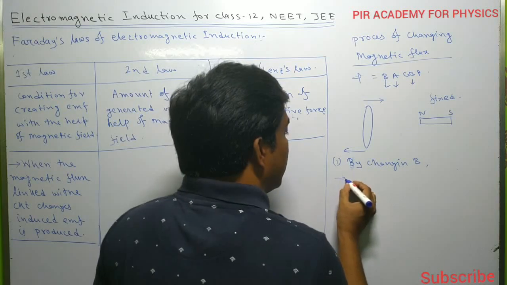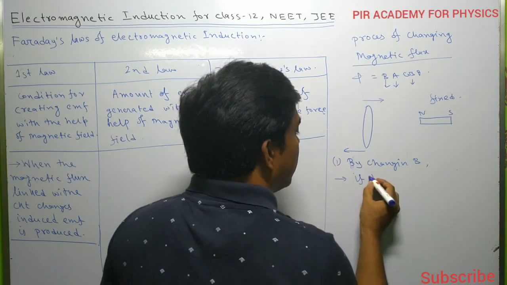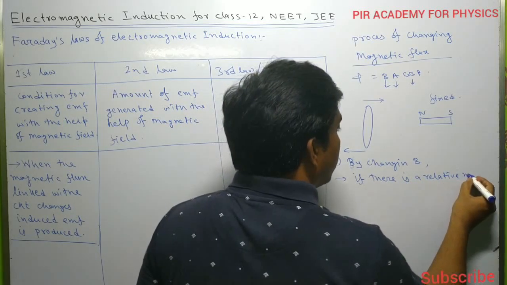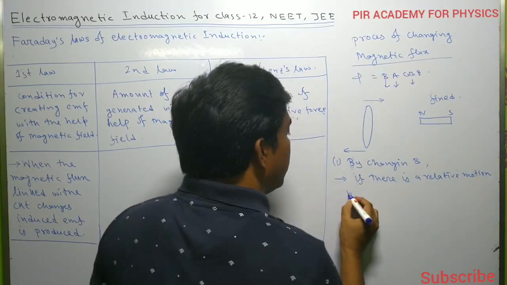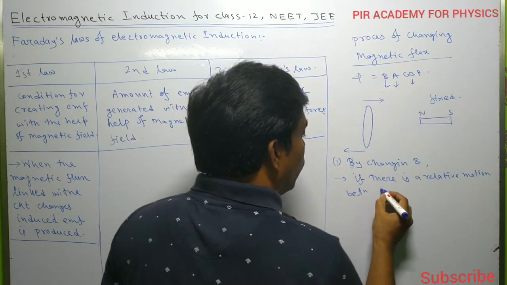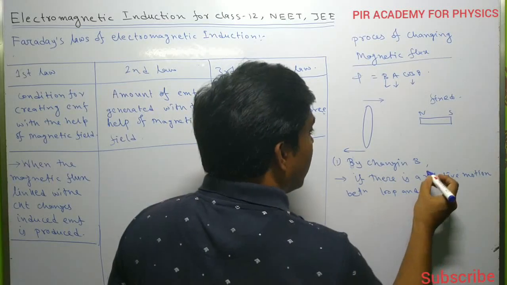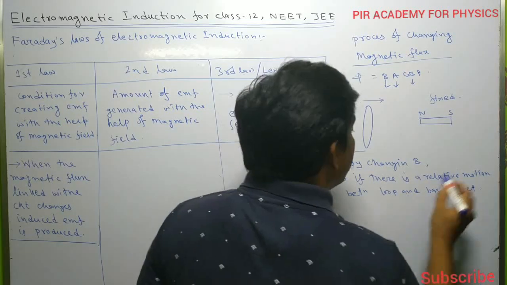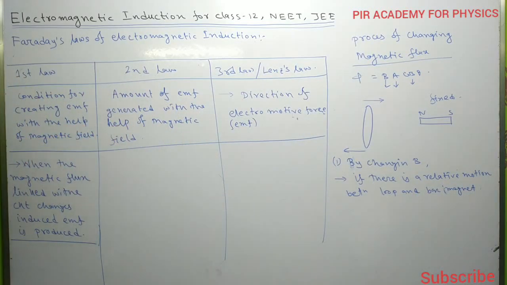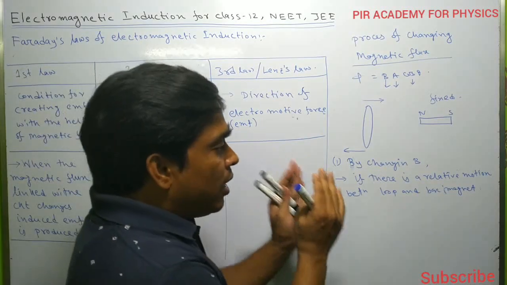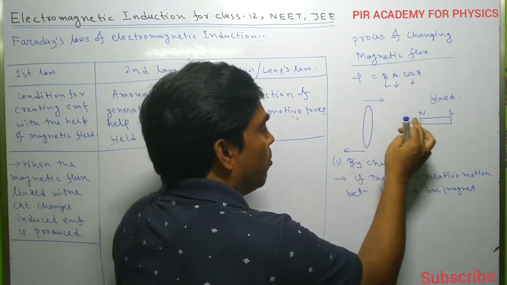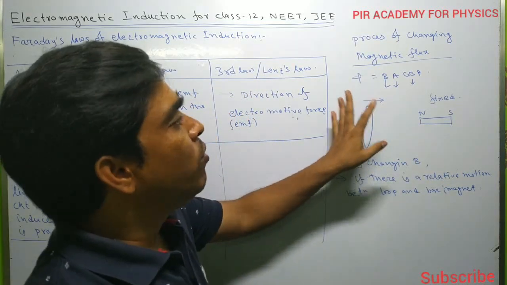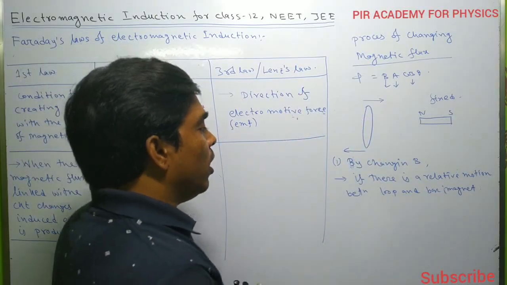So that means if there is a relative motion between loop and bar magnet, then there will be a change in magnetic flux. So by creating relative motion between loop and bar magnet, you can produce induced EMF.